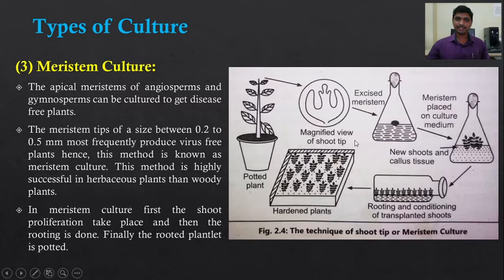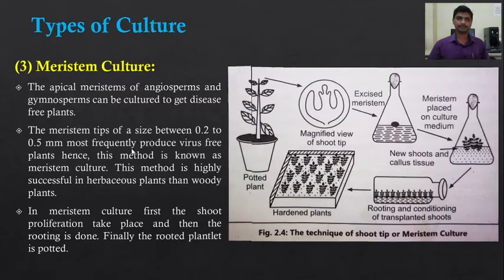So meristem culture, where the meristem has been used and it is inoculated on the medium. From this meristem first the shoots have been obtained, and these shoots are transferred or subcultured on another medium that supports the rooting. Once the rooting has occurred, the whole plant having a shoot and root has been removed from the culture medium and transferred to soil for acclimatization, for hardening. So this is about the meristem culture.